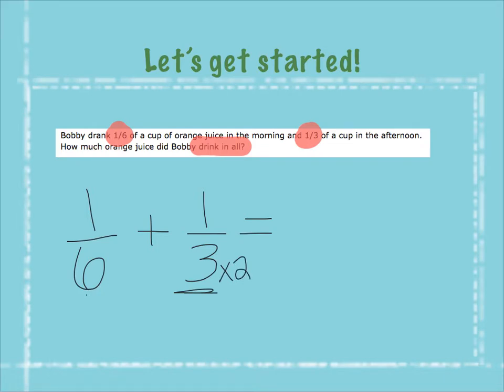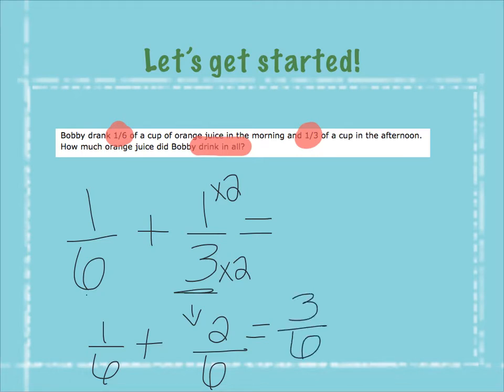And whatever I do to the bottom, I have to do to the top. So my new equivalent fraction would be 2/6. So now I can add 1/6 plus 2/6. And they have like denominators, so I can do that. 1/6 plus 2/6 is 3/6. Now, I know you're looking at this number right now, and your simplifying senses are tingling. You know that 3/6 is not the simplest form.